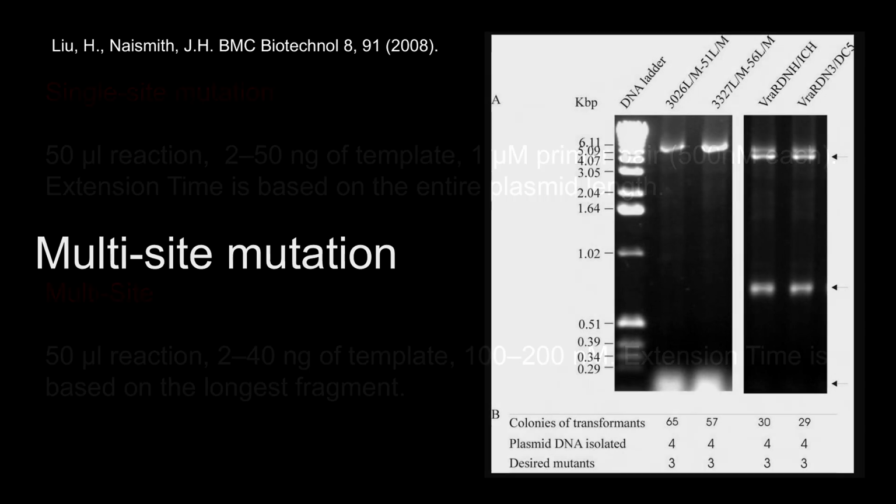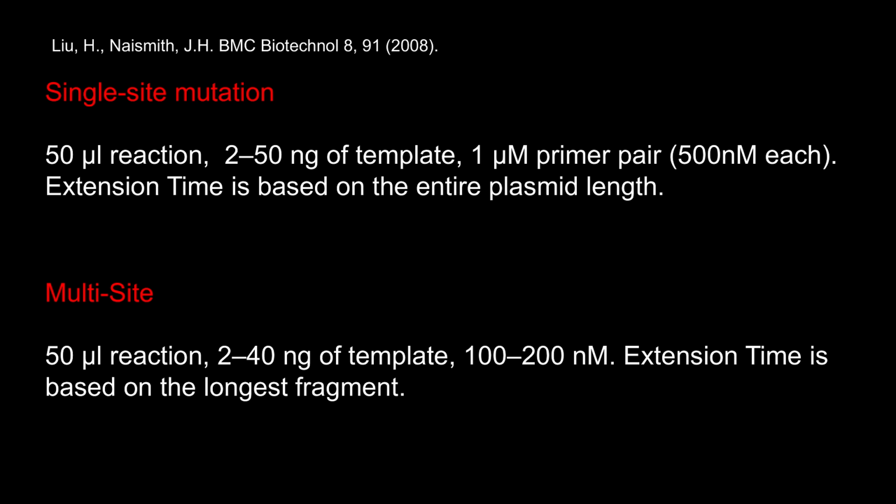Both single and multi-site mutations are performed in a 50 microliter reaction volume. While the template concentration remains relatively consistent, for single-site mutations, a 500 nanomolar of each primer is used. However, in the multi-site protocol, the primer concentration is reduced to 100 to 200 nanomolar to minimize the formation of primer dimers. The extension time for single-site mutations is based on the entire plasmid length, while for multi-site mutations, it is based on the longest fragment.